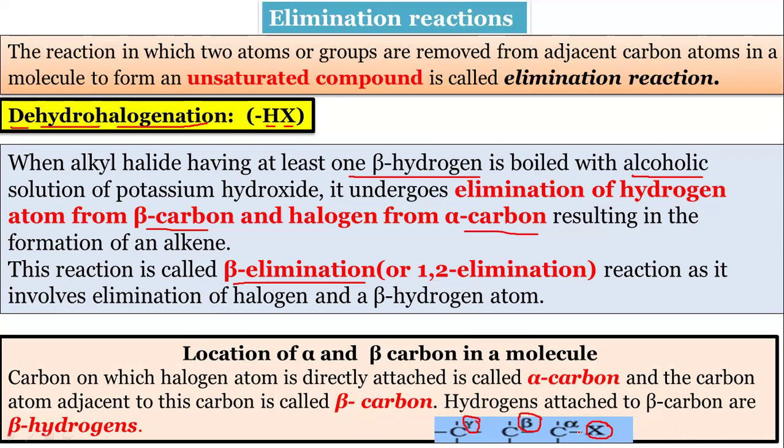If on this side 1 more carbon is there, for example like this, this is also beta. So if 2 betas are there, it may be beta 1 and beta 2. In the next example, we will also consider beta 1 and beta 2. So I think you understand what is meant by alpha carbon, beta carbon, and gamma carbon. And the hydrogens which are attached to the beta carbon are called as beta hydrogens.